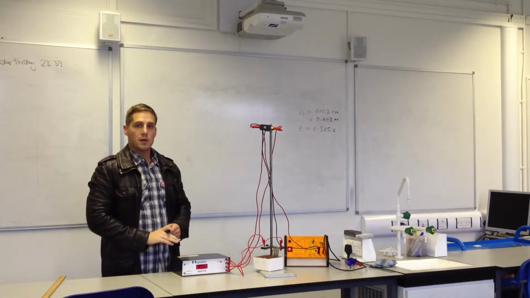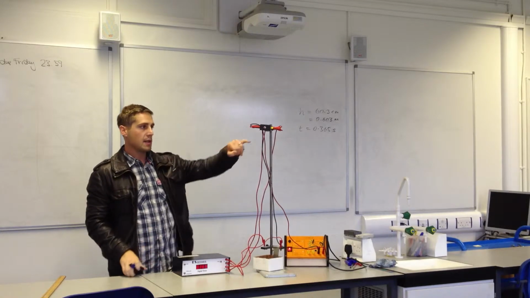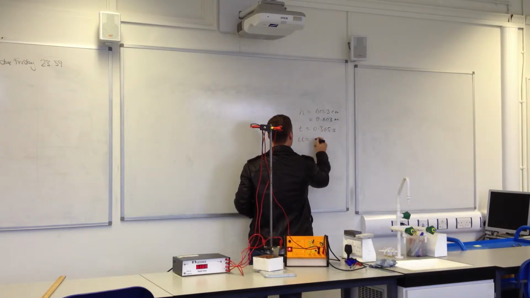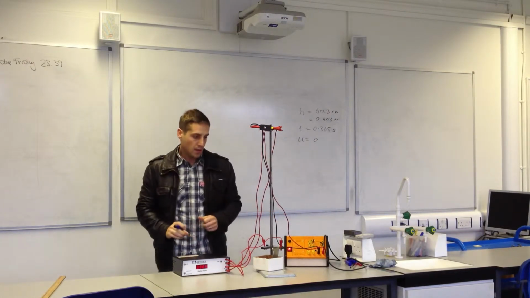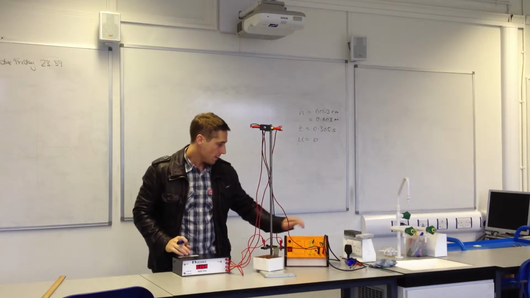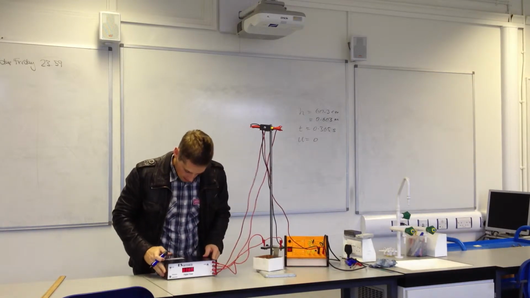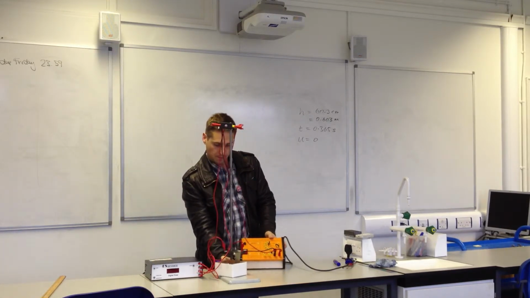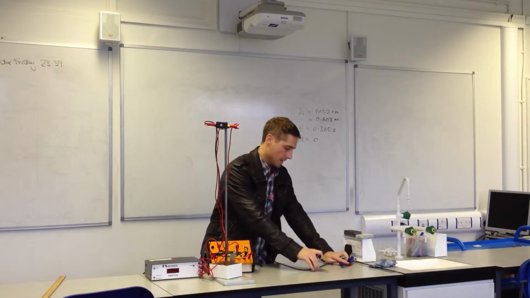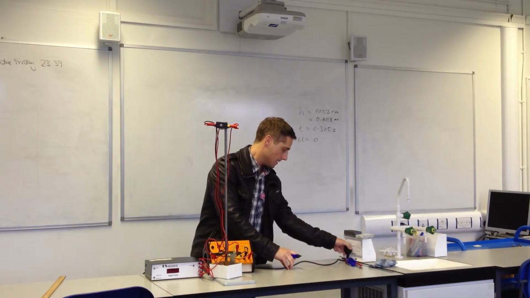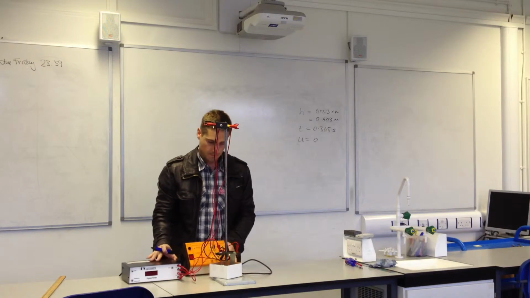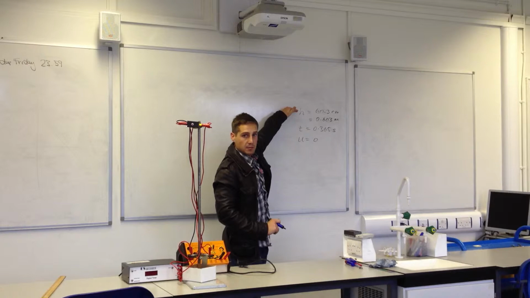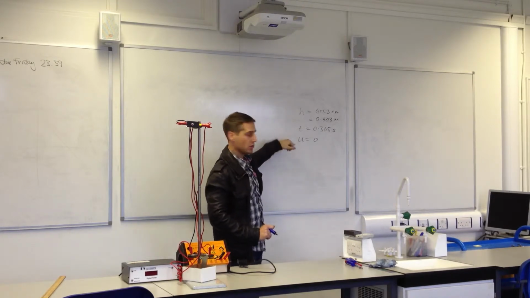I know one other quantity here, which is the initial velocity. The ball bearing starts off at rest, so u is equal to 0. I can now do a simple calculation with that to find the acceleration of freefall. Let's move this to the side. This is the displacement of the ball, this is the time taken, this is the initial velocity.